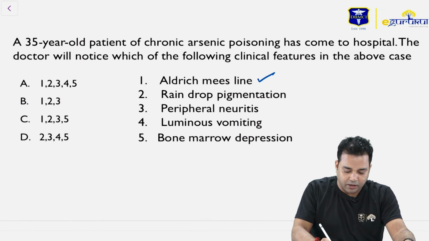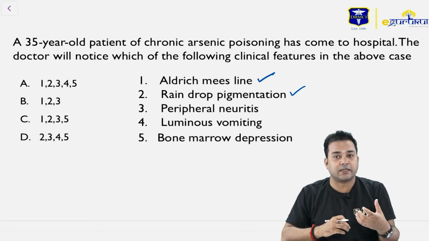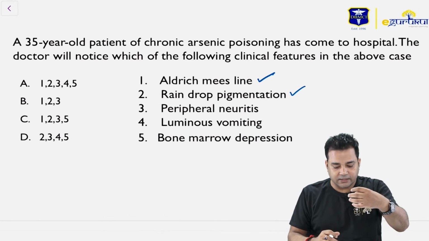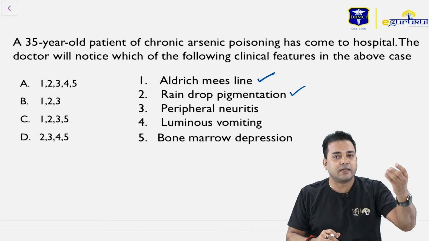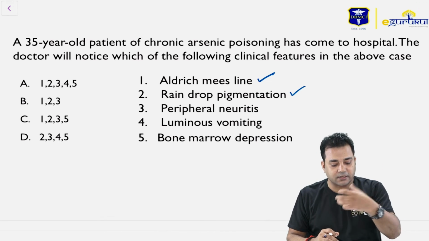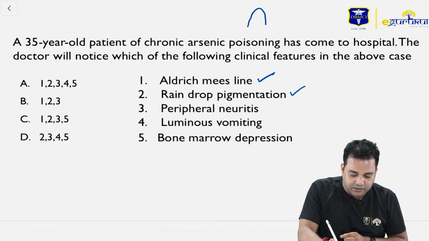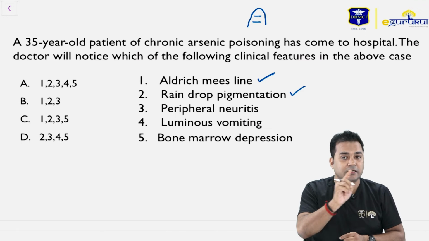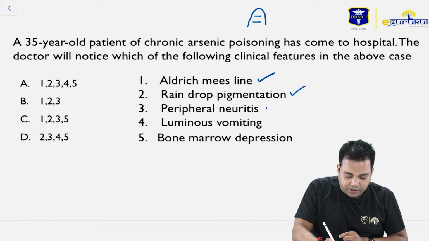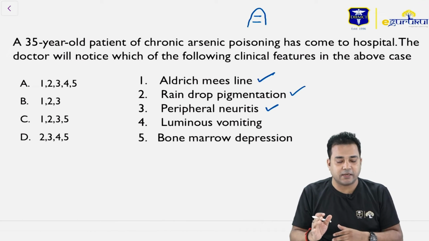It can give rise to hyperkeratosis as well as raindrop pigmentation due to deposition in the skin. In chronic arsenic poisoning, arsenic is redistributed from blood to skin, hair, nails and bones. In skin, it leads to hyperkeratosis and raindrop pigmentation. In nails, it leads to white transverse lines, arranged transversely over nails, called Aldrich-Mees lines. Yes, it gives rise to symmetrical sensorimotor neuropathy, or peripheral neuritis. That is correct to say.